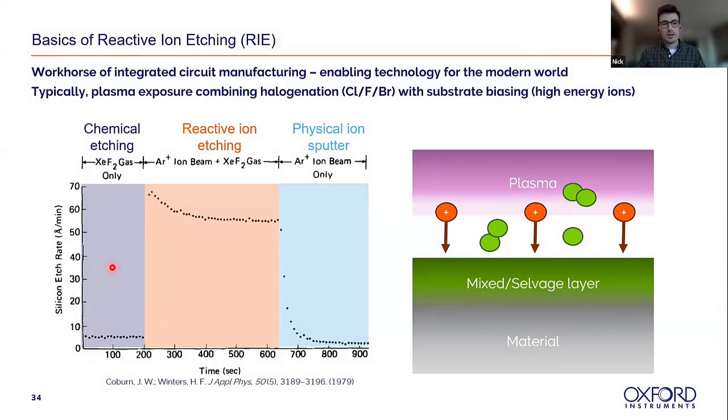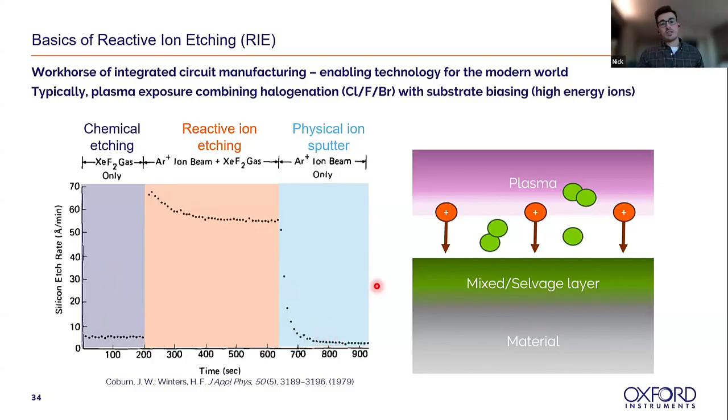And at the beginning, they're only dosing the chemical component of the etching. In this case, they're only dosing the xenon difluoride. And they see the silicon etch rate is pretty low, so a few angstrom per minute. They then turn on the argon ion beam, and they see that the etch rate jumps up massively and then stabilizes at a much higher etch rate, so around 60 angstrom per minute. But when they turn off the xenon difluoride exposure, they see the etch rate drops again rapidly down to only a few angstrom per minute again.